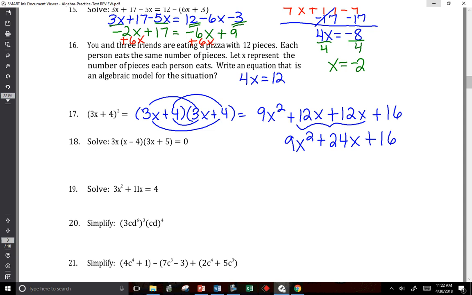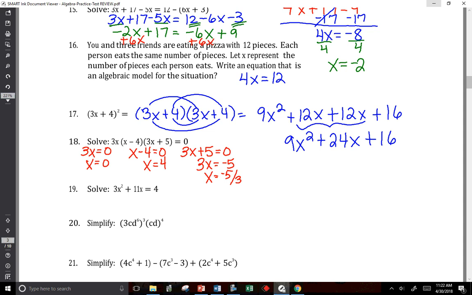Any questions? We can set it equal to 0. You ready to do that? You don't like this one? So I have 3x squared plus 11x minus 4 equals 0. Can we do our little trick? Multiply the 3 to the end. So I have x squared plus 11x minus 12 equals 0. x plus 12 and x minus 1.